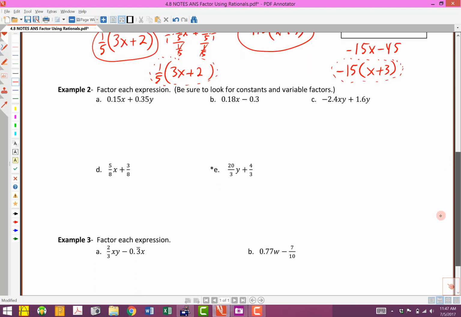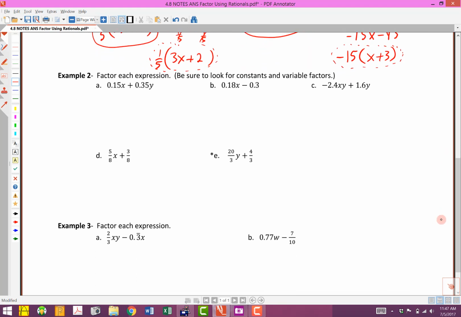So if you'll take a look at example 2, you'll notice that we've got some decimal problems right here. So I'm going to do these a couple different ways. I'm going to think about this as if it didn't have decimals. So I'm going to think about this in terms of 15x plus 35y, and I'm going to think about what the common factor would be. So I've got a 15 and a 35. I could take out a 5, and I'm left with a 3x plus 7y.